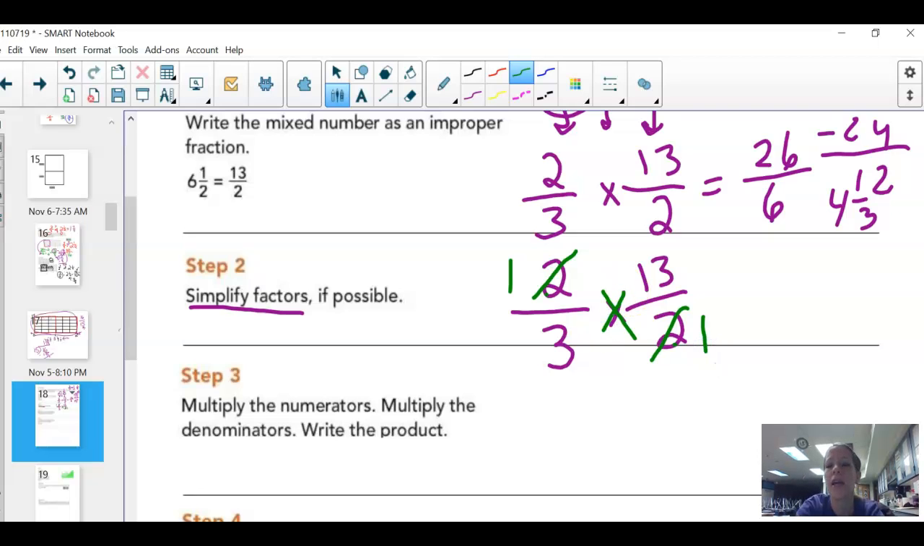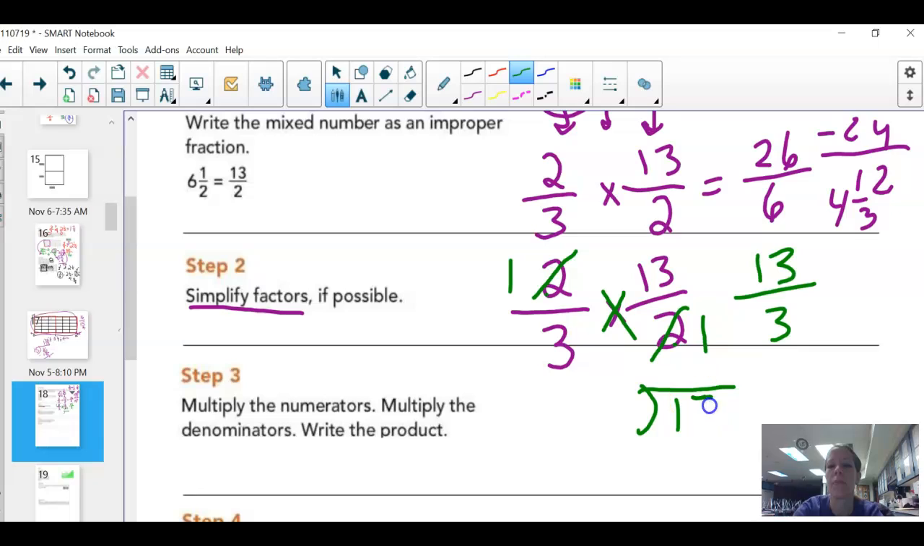There's nothing I can divide, there's not a common factor between 13 and 3. The only common factor is 1, and that's going to stay the same. So now I can multiply across. 1 times 13 is 13. 3 times 1 is 3.